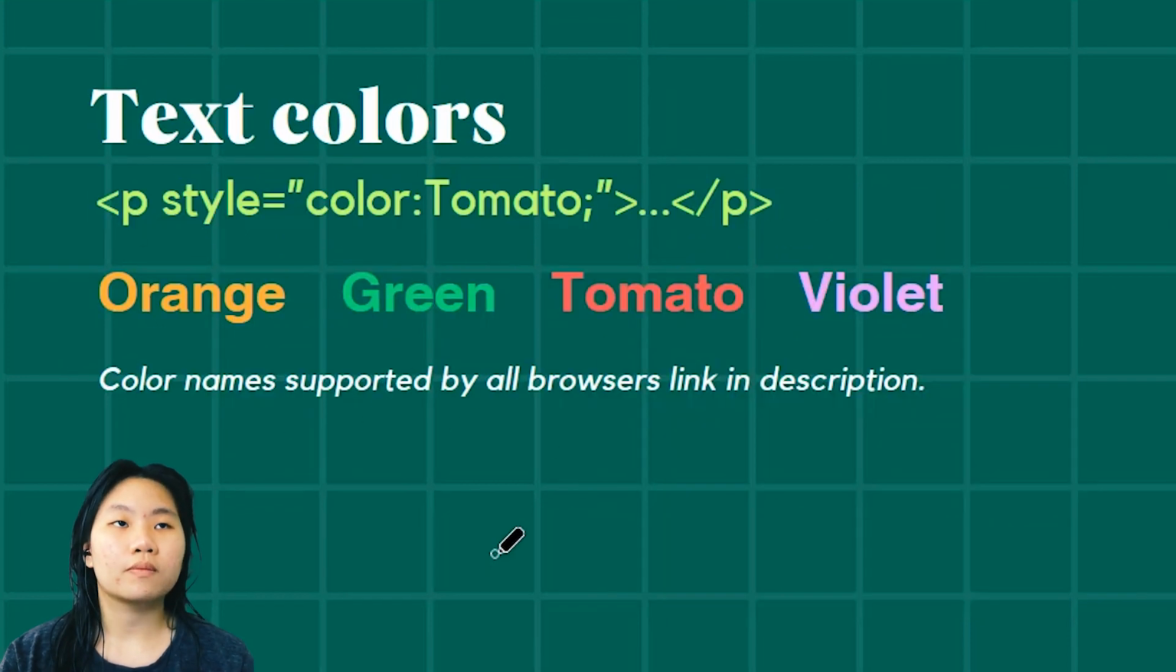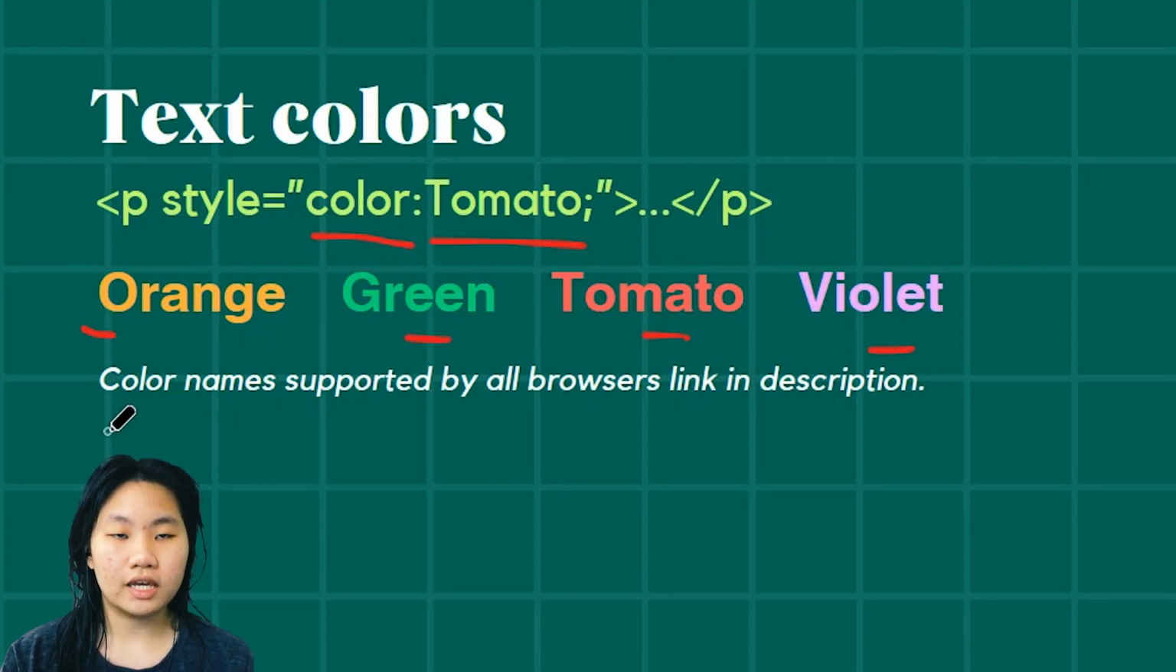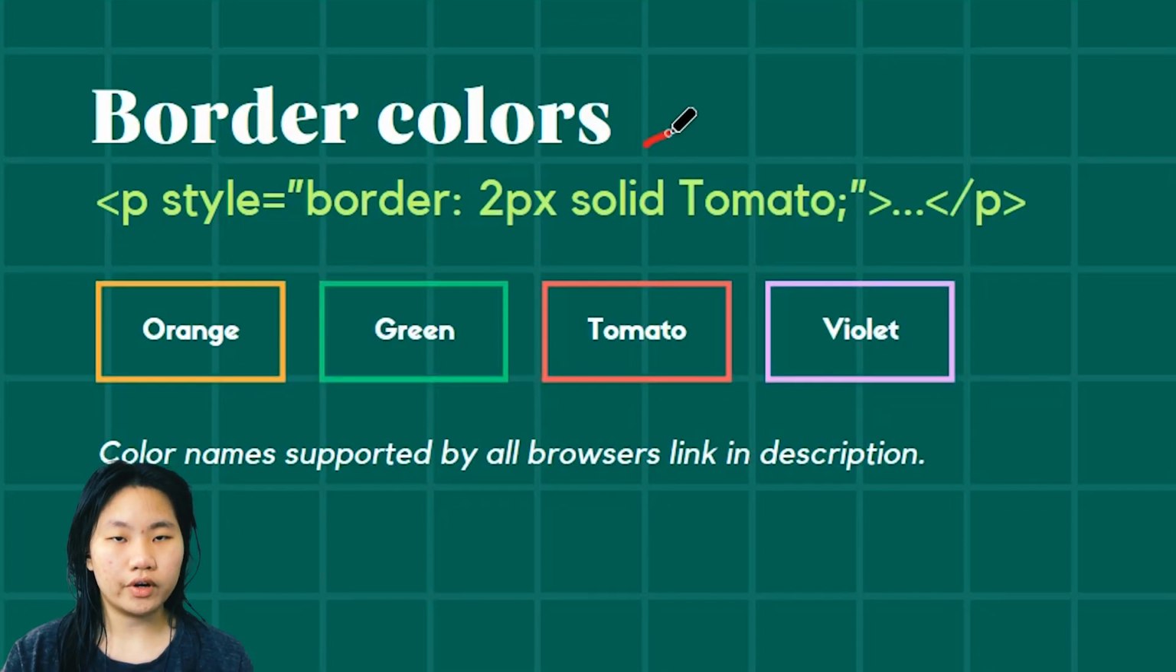Okay, now let's explore some of the ways that you can add colors to your website. One of the ways is through text color. With text color, you just need the property color, and then you add in the value. As you can see here, it will be displayed as orange, green, tomato, violet. Once again, I'll put the link in the description to a list of all of the color names that are accepted by all browsers.